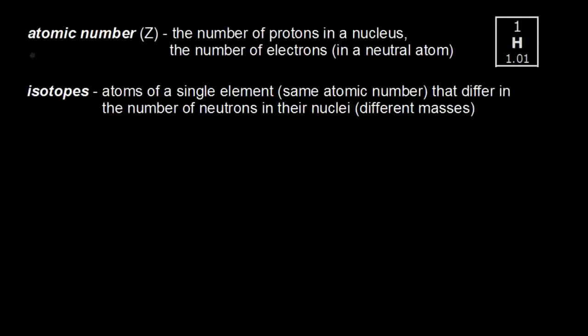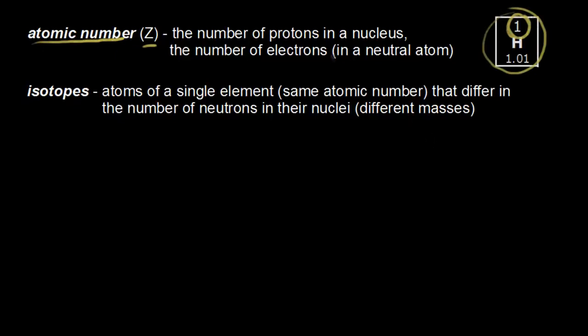So the atomic number is symbolized by Z, and it refers to the number of protons in a nucleus. And you can find the atomic number on the periodic table, so we're going to talk about hydrogen in this video. For hydrogen, the atomic number is 1, so it's right here. So there's 1 proton in the nucleus of a hydrogen atom.